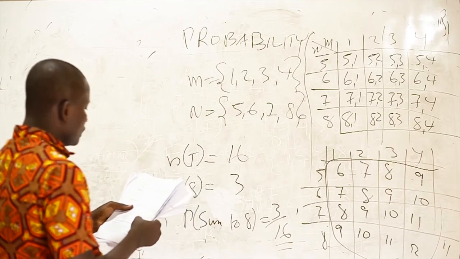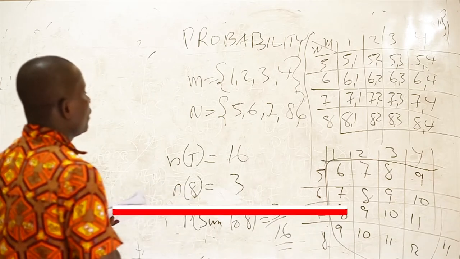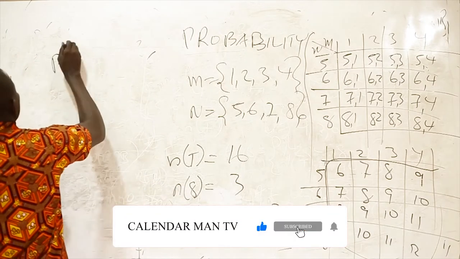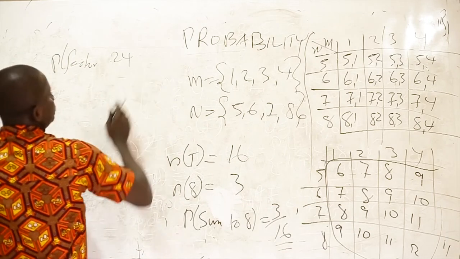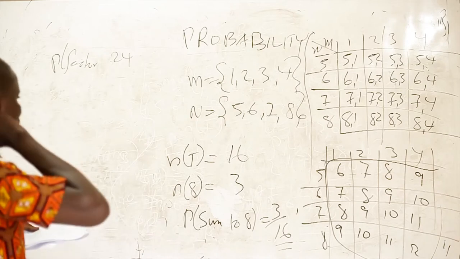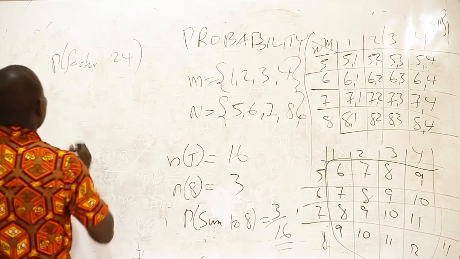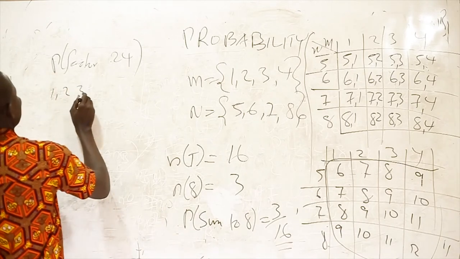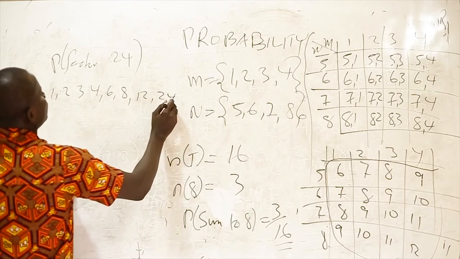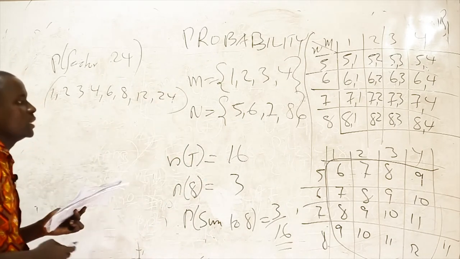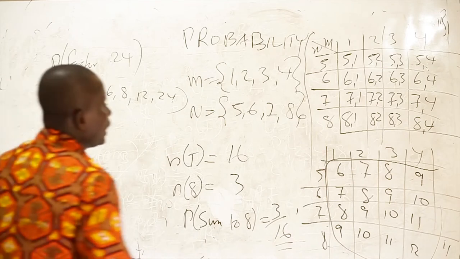Then he says a factor of 24. So P of a factor of 24. In any case, let's check the factors of 24. Factors of 24 itself are 1, 2, 3, 4, 6, 8, 12, 24. I'm not saying that is the total, but it is from this that we are going to look at it.